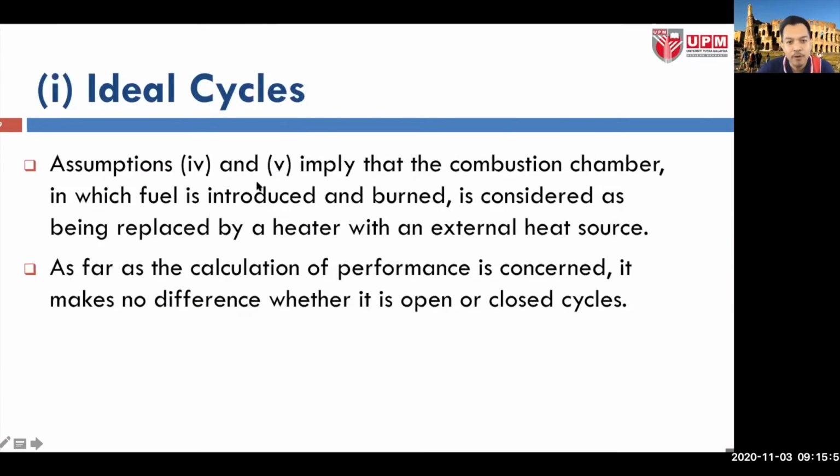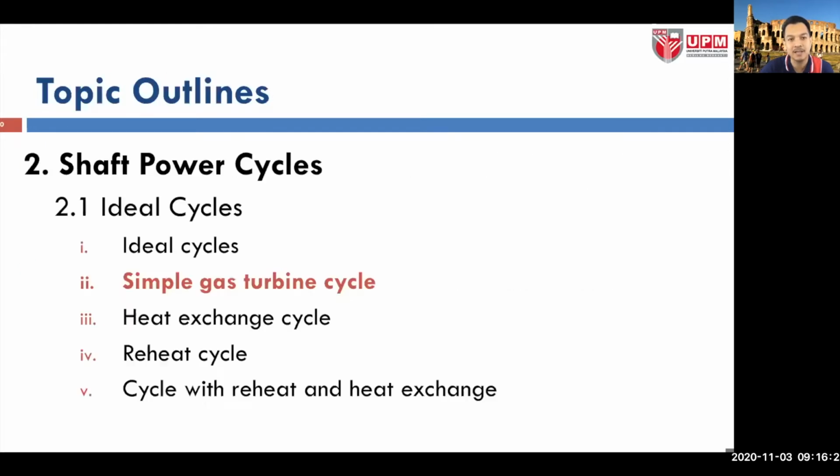Assumptions number 4 and number 5 imply that the combustion chamber, in which fuel is introduced and burned, is considered as being replaced by a heater with an external source. That is what we assume in the ideal cycle. As far as the calculation of performance is concerned, it makes no difference whether it is an open or closed cycle. Those are the 6 assumptions that we make whenever we deal with an ideal cycle.